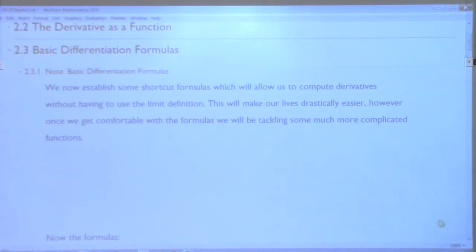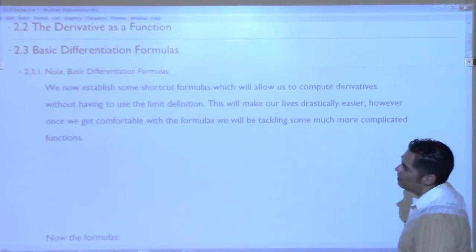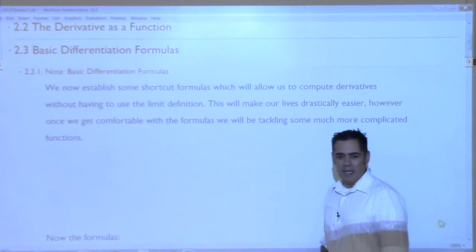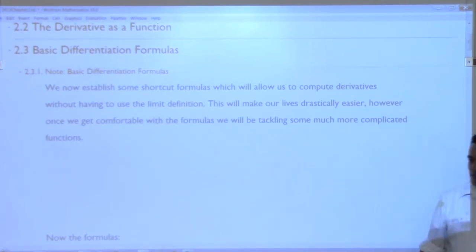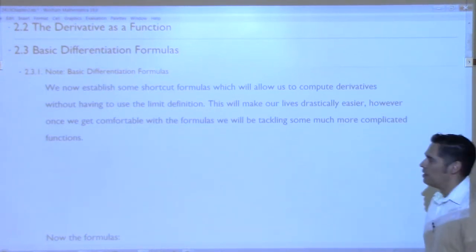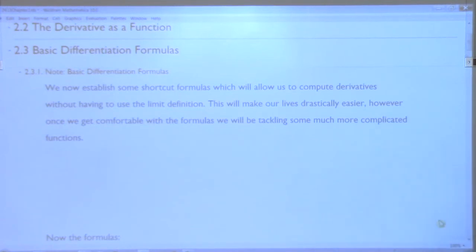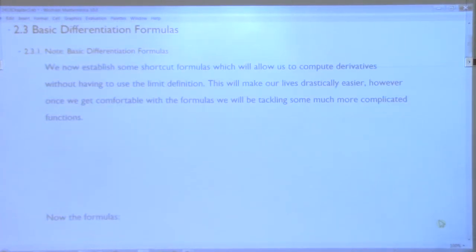All right, so we now established some shortcut formulas which will allow us to compute derivatives without having to use the limit. We can do a derivative and we don't even have to write limit down anymore. It's just going to be a formula. This will make our lives drastically easier. However, once we get comfortable with these formulas, we'll be tackling some much more complicated functions. So I told you this already, that once you get the formulas, then we crank up the level of the functions. So here we go.